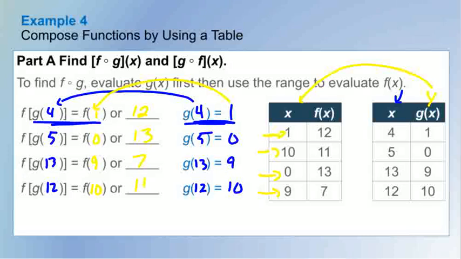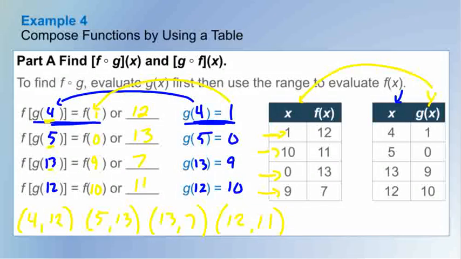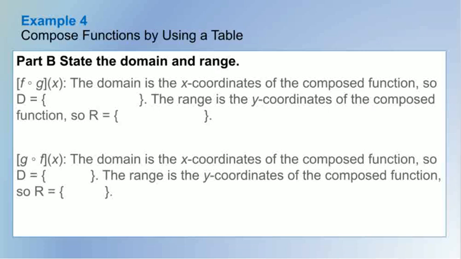So if we were to write ordered pairs, we would go with 4, 12, 5, 13, 13, 7, and 12, 11. Because here's our x coordinates we're putting in, and then our y coordinate is over here. And just remember, when we have ordered pairs, our domain is first and our range is second. So now we could easily do the domain of this one.